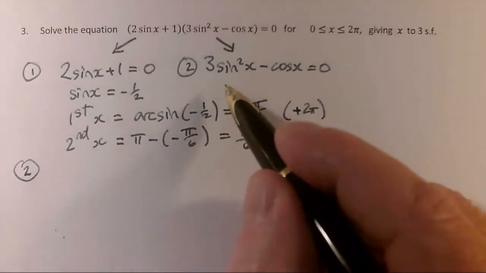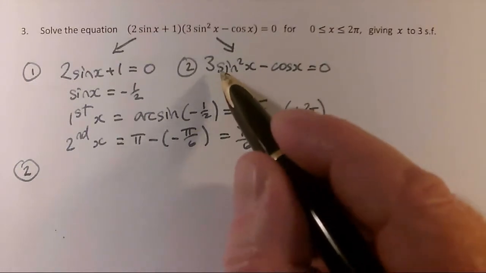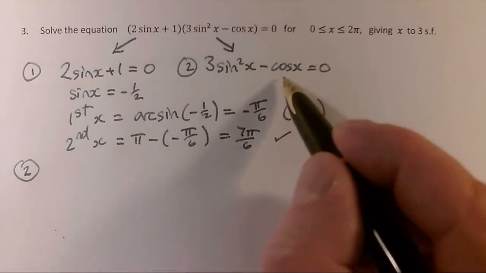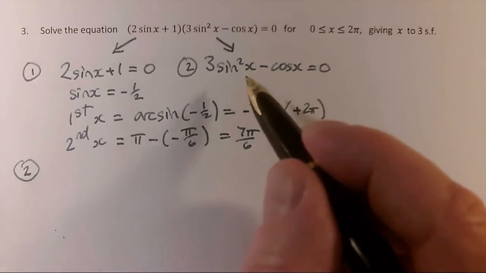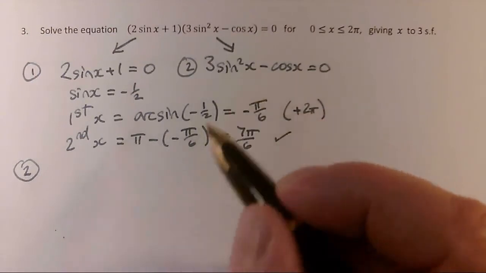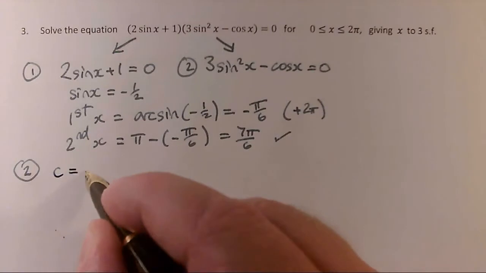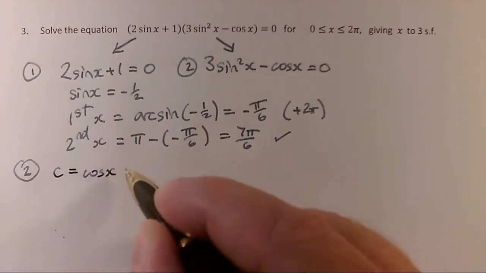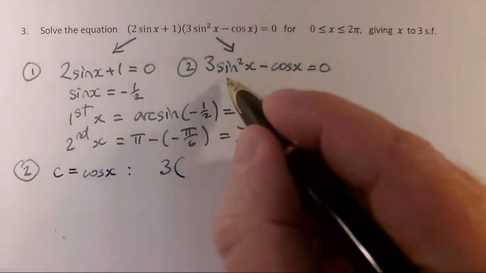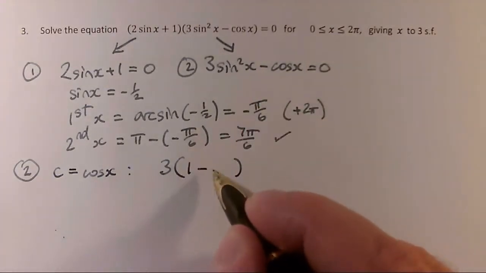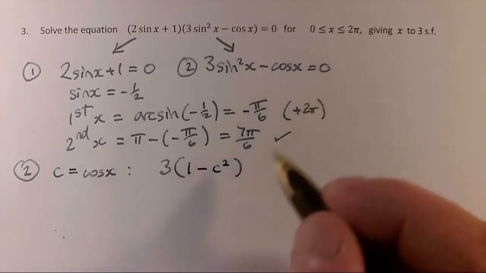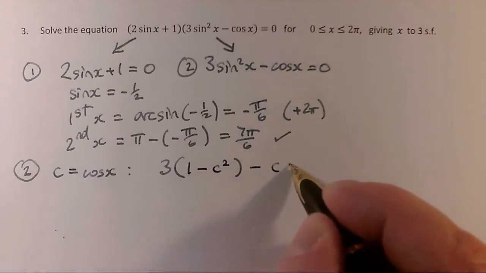So instead of just copying the equation out, I'll think about what I'm going to do. I've got a mixture of a sine term and a cos term, and the sine one is squared. So I can turn the sine squared x into 1 minus cos squared x. But I'm going to use the letter c to mean cos x to make this look cleaner. So I'm going to have 3 times sine squared x, which is 1 minus cos squared x, which I can write as 1 minus c squared, using c to mean cos x. And of course minus cos x is just going to be minus c equals 0.